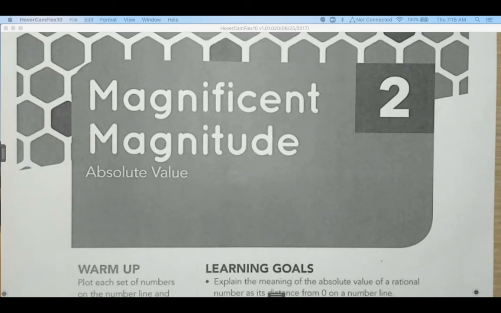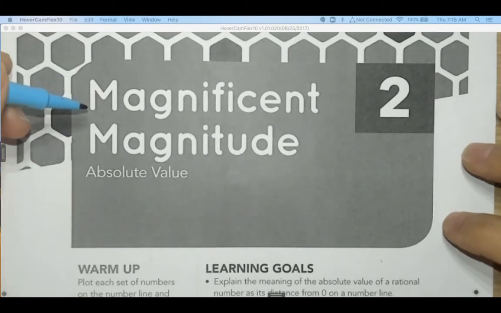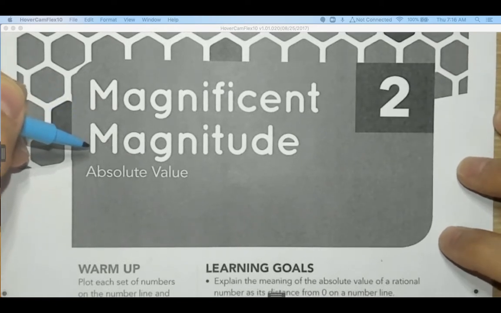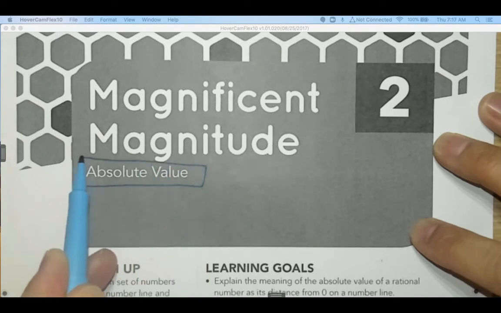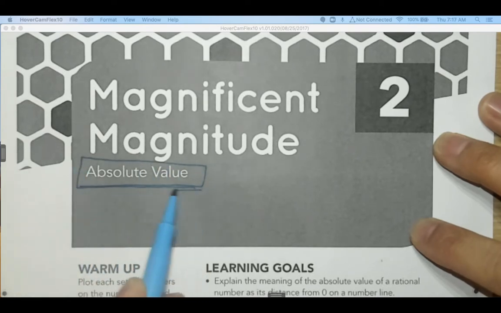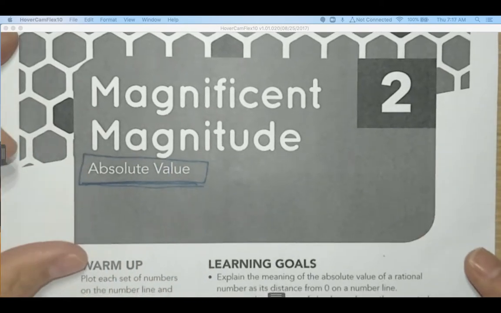All right, so we're in Module 4, Topic 1. This would be Lesson 2, and it deals with magnificent magnitude. The concept that we need to learn is absolute value, which we might have talked about here and there before.